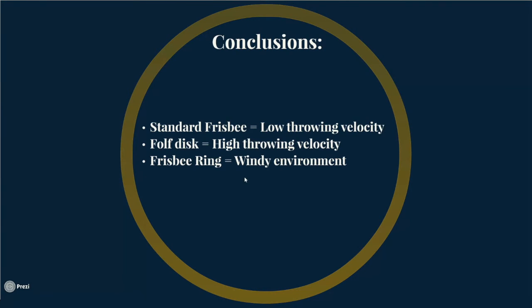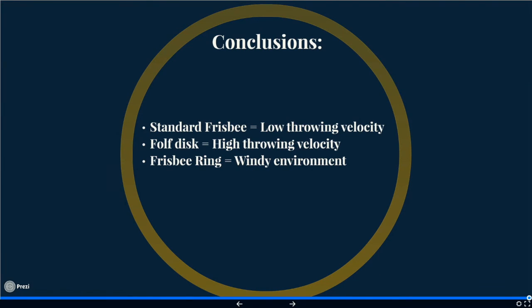The Frisbee ring would produce nearly negligible values for drag, and would be best used in a wind environment. Not only does it produce very low values of drag, but due to the fact that there's a large cutout of material in the center of the disc, it would not be impacted as greatly by the forces of the wind.